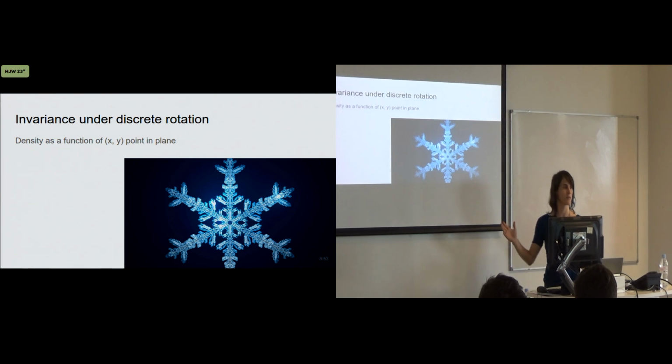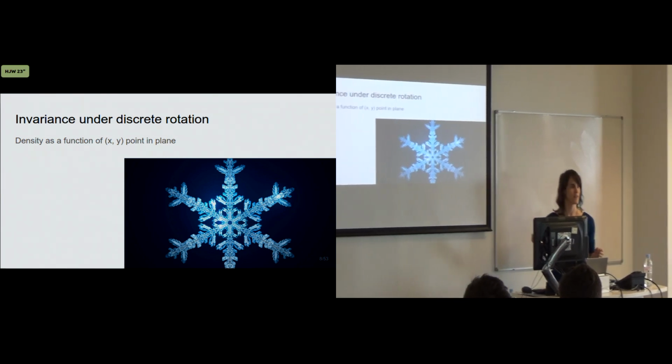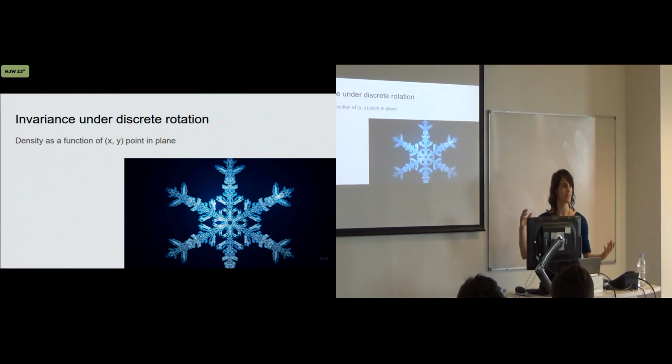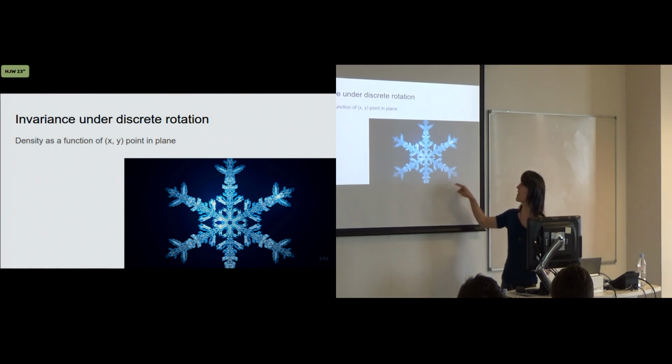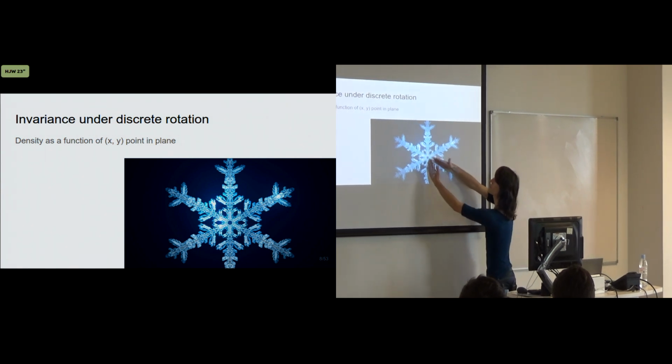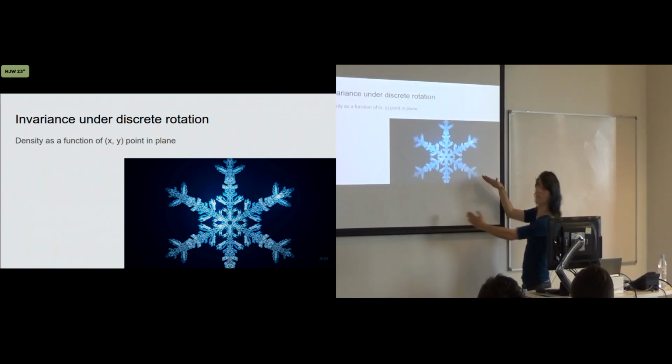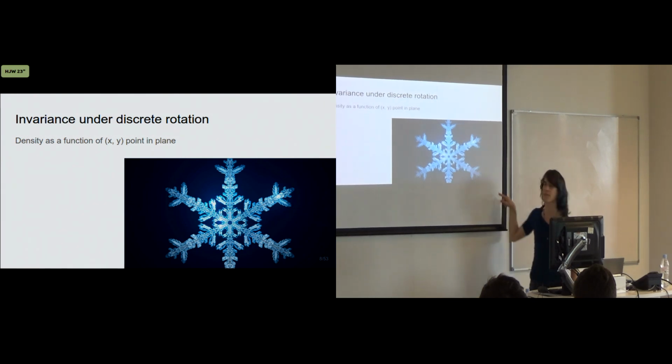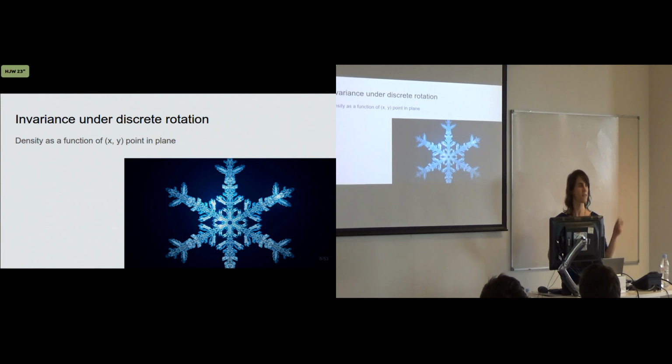So here, for example, you could think of the function that models the density of water molecules as a function of your xy coordinates in the plane. And then because of the six-fold rotational symmetry, if you just know what the density looks like in this sixth of your entire space, you already can fill in the blanks everywhere else. So you don't need to observe the entire plane to know what the snowflake looks like.